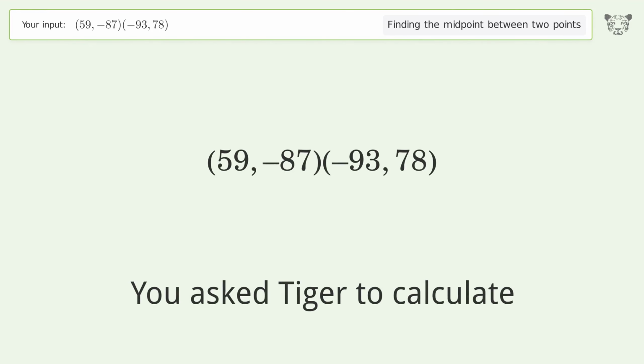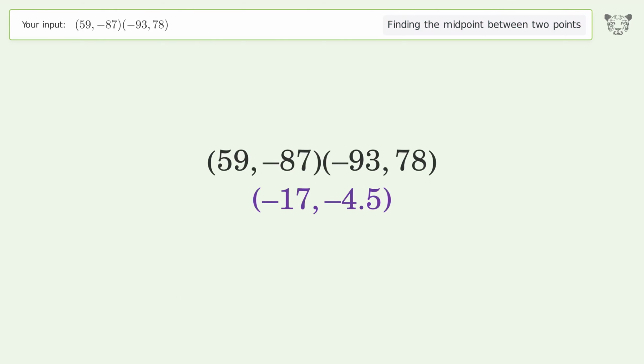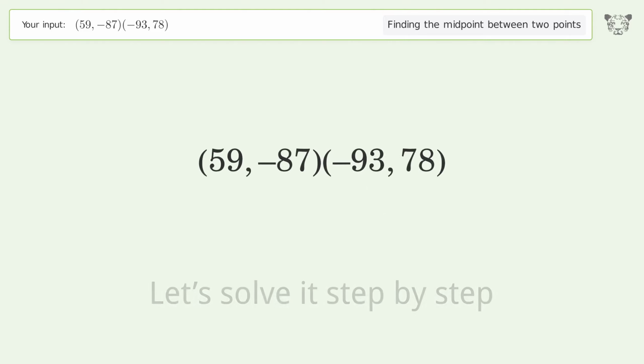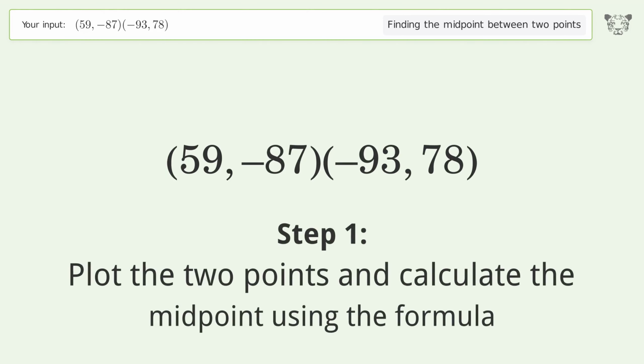You ask Tiger to calculate. This deals with finding the midpoint between 2 points. The midpoint between the 2 points is -17, -4.5. Let's solve it step by step. Plot the 2 points and calculate the midpoint using the formula.